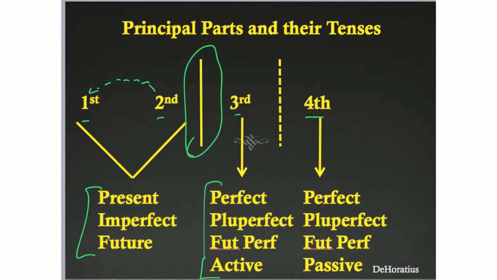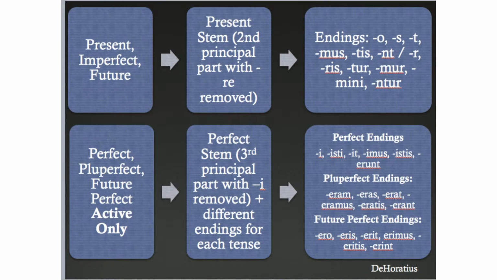But the third and fourth principal parts are further subdivided, and that's what this line here is, in terms of active and passive. So all active forms of the perfect, pluperfect, and future perfect come from the third principal part. All passive forms come from the fourth principal part. So as we learn the perfect and pluperfect passive subjunctive today, we'll be dealing with the fourth principal part, because that is where forms for the perfect tenses come from.